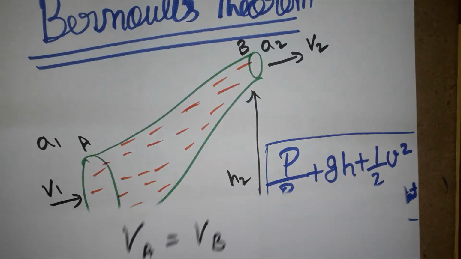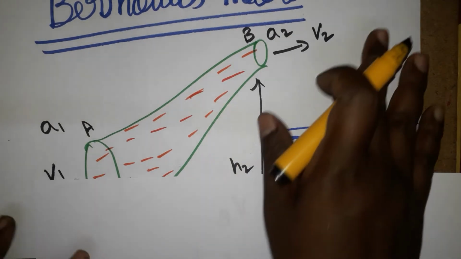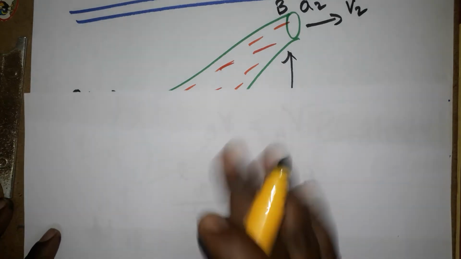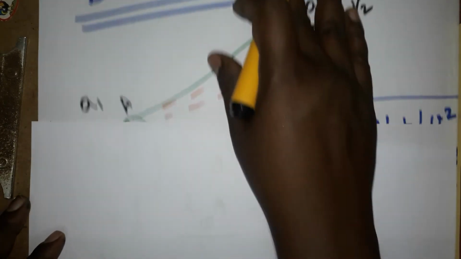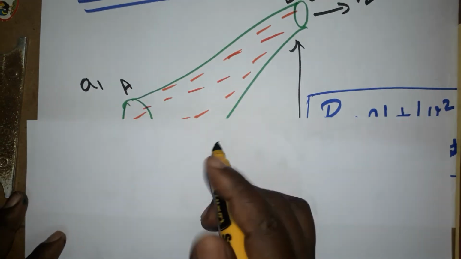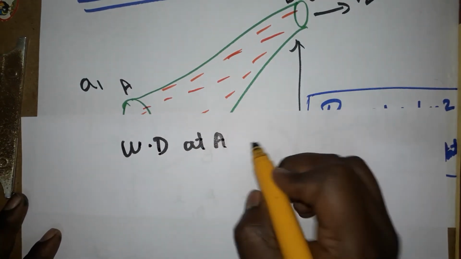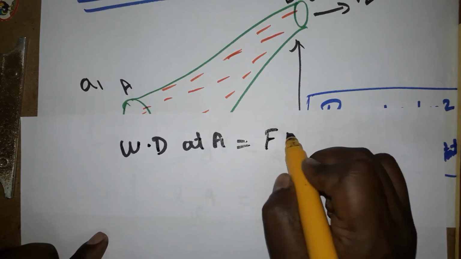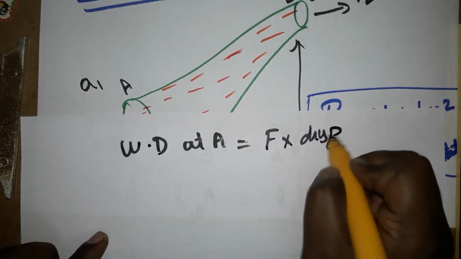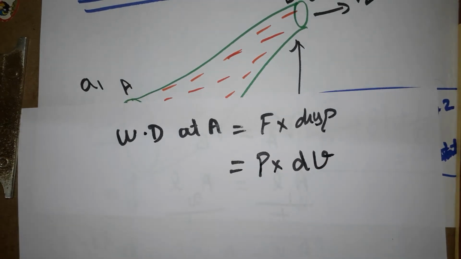Now I am going to start the equation. Bernoulli's theorem: total energy is a constant. How is it going to be? First, I am going to calculate the work done. Work done by the liquid at point A. Usually we take work done as force into displacement, but here I take pressure into changing volume, because of the liquid.